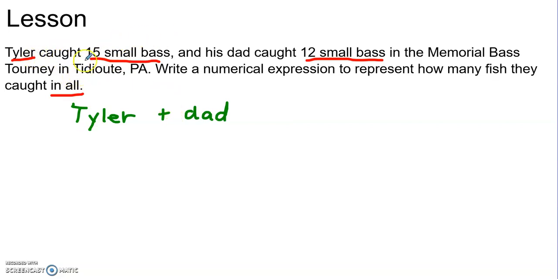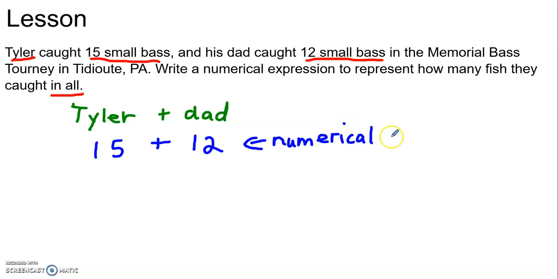So I relook at the problem, and I notice that Tyler caught 15 bass. And then I relook at the problem, and dad caught 12. So I'm actually writing 15 plus 12. So this is my expression. That's my numerical expression right here. Remember, a numerical expression only has numbers and at least one operation. So here I have one operation, which is addition.